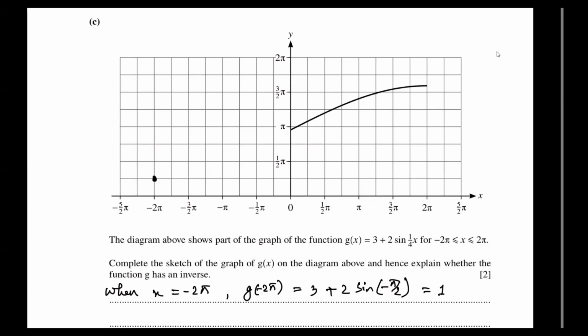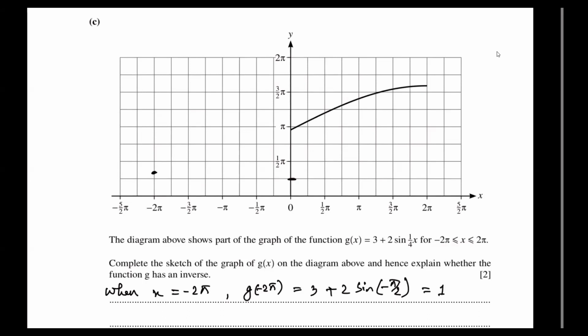Where will 1 be? I think this is pi by 4. So pi by 4 is 0.785. So 1 will be somewhere here. And that will be the maximum curve.